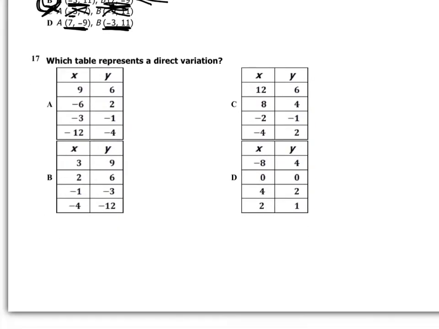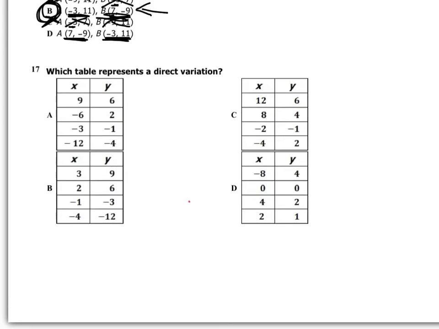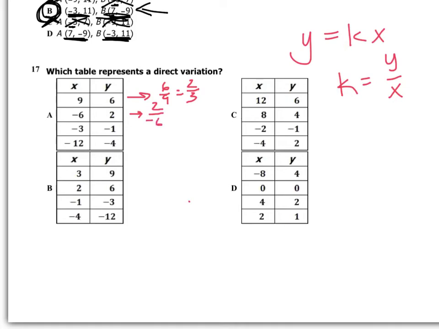17, which table represents a direct variation? What we should be doing here is figuring out which one shows a direct variation by using the ratio. Direct variation, remember, is y equals kx. If you solve for k, you get y over x. So let's find that ratio throughout. 6 over 9, that is 2/3. Sorry, 2 over negative 6 is negative 1/3. I can stop now because remember what k for constant means. It means it stays the same. And those two are not the same, so A cannot be my answer.